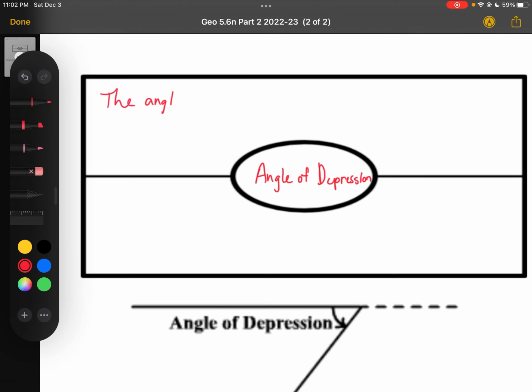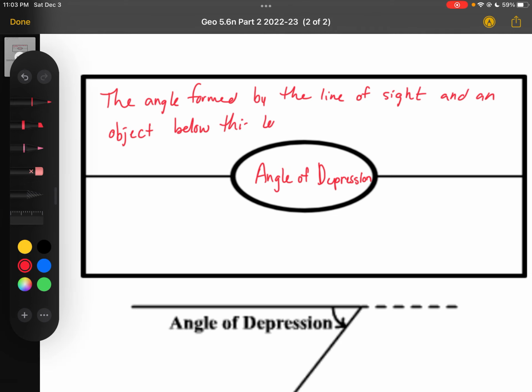So starting off, angle of depression is the word. For the angle of depression, this is the angle formed by the line of sight and an object below this level.